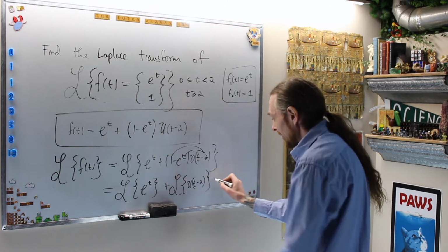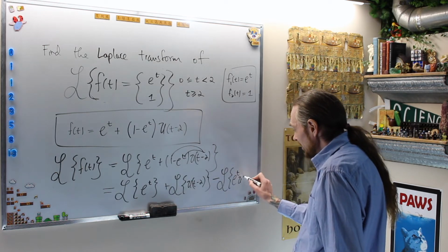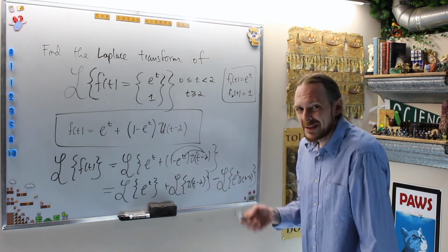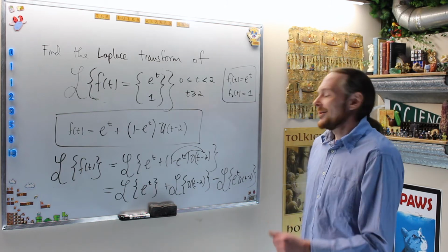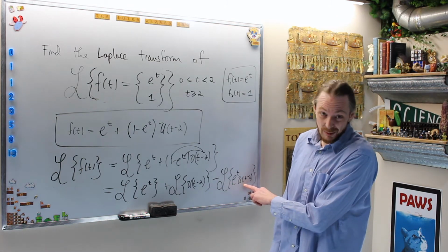And then in the last one, I'm going to get minus the Laplace transform of e to the t times u of t minus 2. When you've done this correctly, sometimes, and it rarely happens, they give you a function g times a unit step function. That's what we're trying to get.